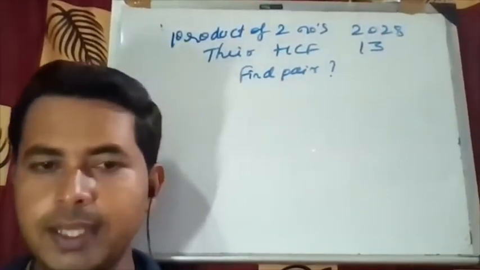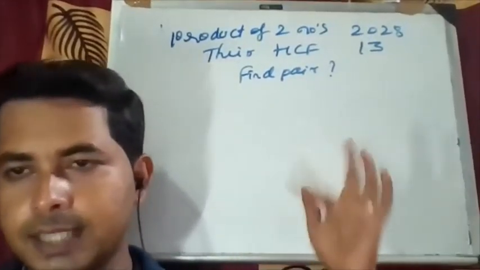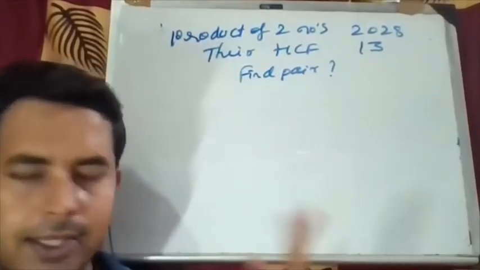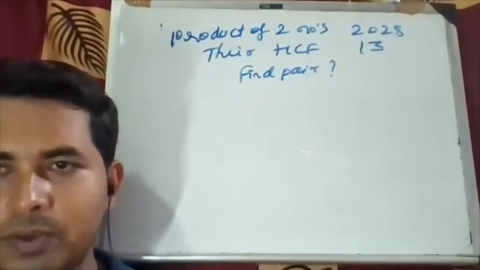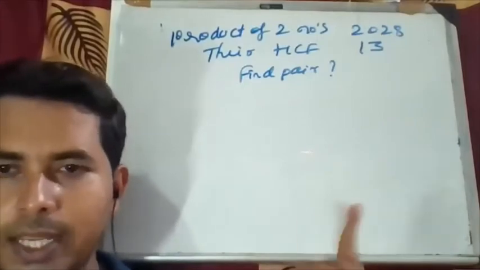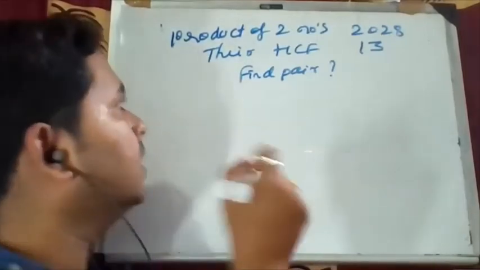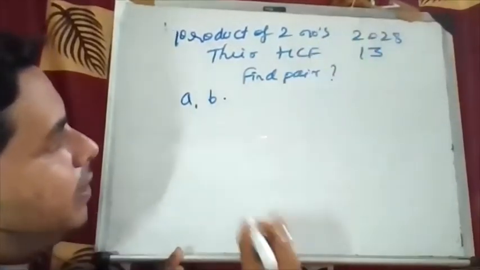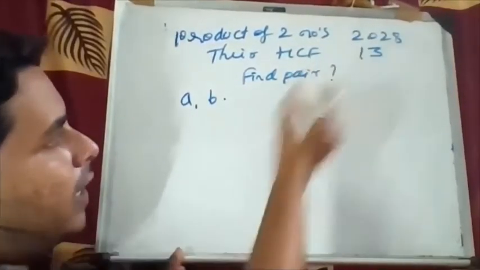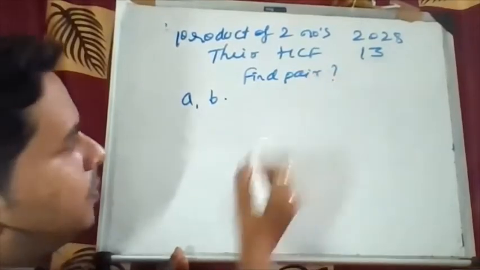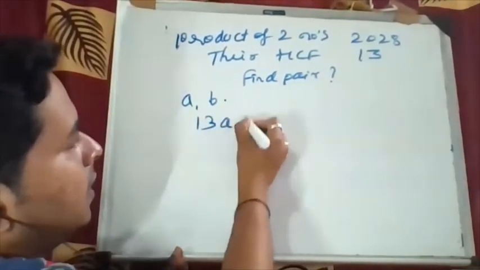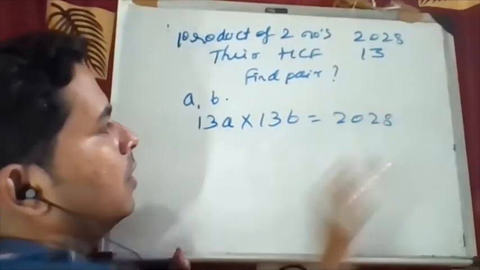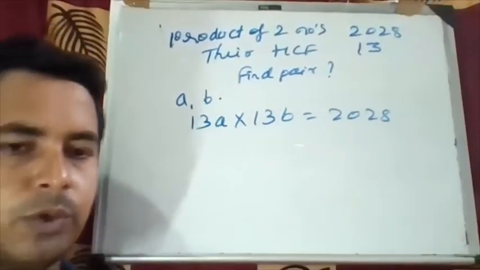So कैसे मूव होना है? Same way हमने starting हमने कैसे किया था? If two numbers are added and their sum is given and their HCF is given, take two different numbers A and B. So here, A and B are two numbers, their product is 2028 and HCF is 13, means I'll do like this: 13 into A, 13 into B, and their product is 2028.